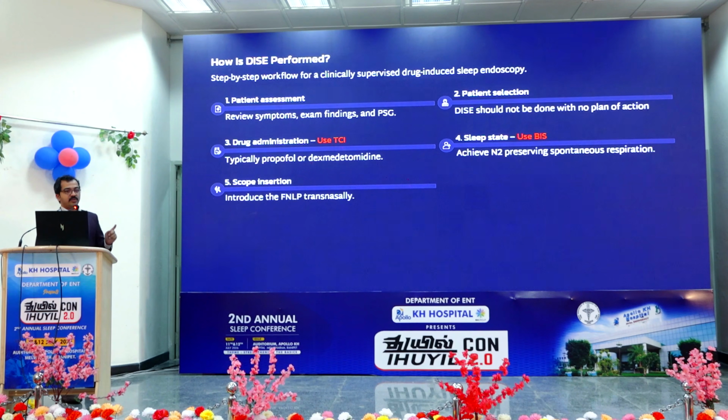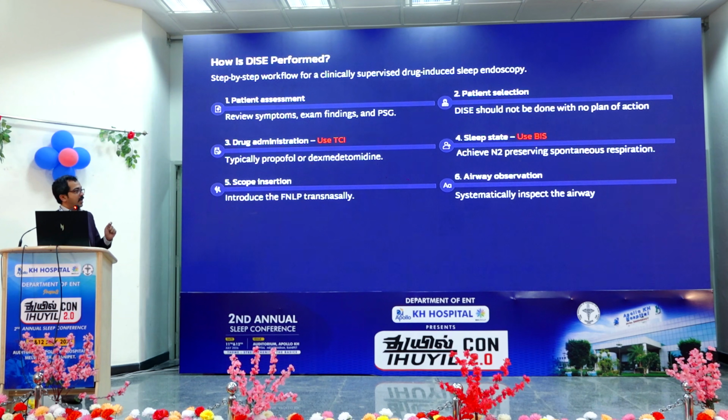The scope is introduced transnasally. The smallest size scope should be inserted, and the airway should be systematically inspected. First the site at the velum, second at the level of the oropharynx, third tonsil and tongue base, and fourth the epiglottis. In pediatric OSA, you have to carefully look at the nasal cavity, nasopharynx, and the laryngopharynx also. Sometimes at the same time we will do a tracheobronchoscopy also, so that any secondary lesions, subglottic lesions or something else we will be able to pick up.